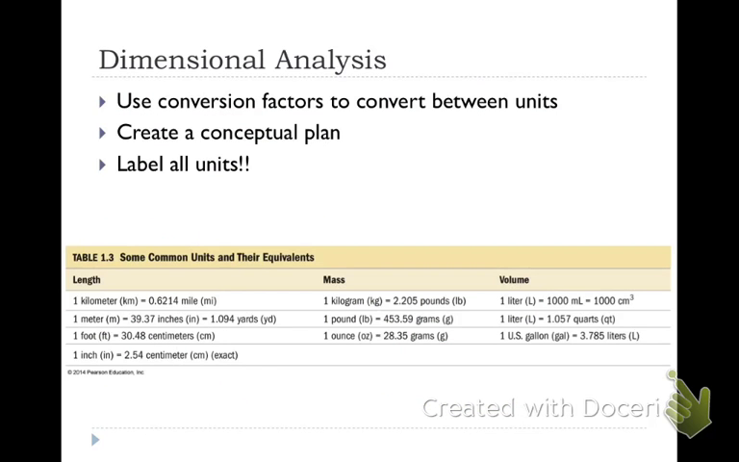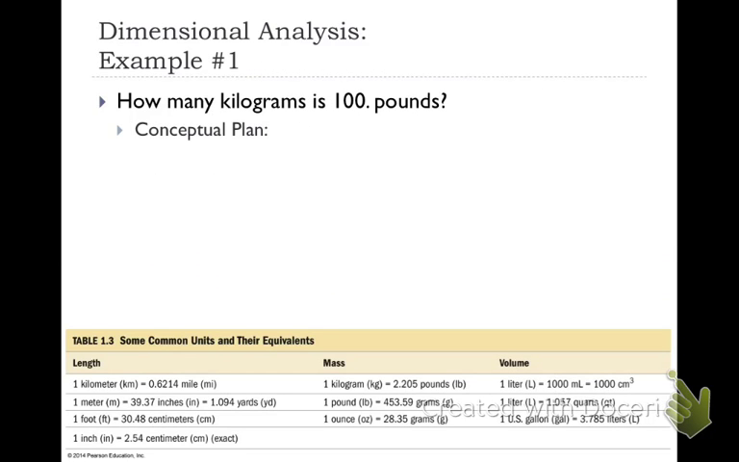You need to make sure that we look at units, and actually we'll talk about that here. We're going to use those conversion factors to convert between the units. We want to create some sort of plan to help us out with that, and we have to label all of the units. Dimensional analysis is predicated on the fact that you're canceling units, so you need to make sure you put those units in there. I will be a stickler on this as well. Alright, so here's our first example.